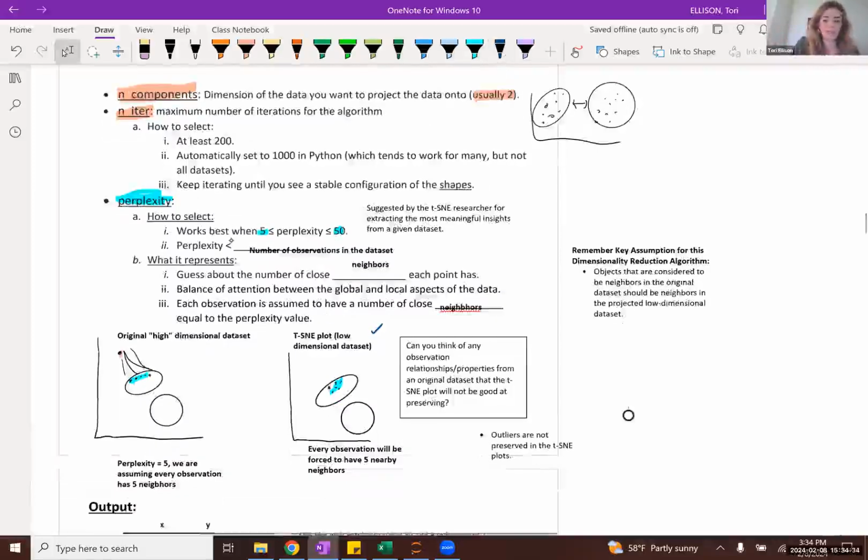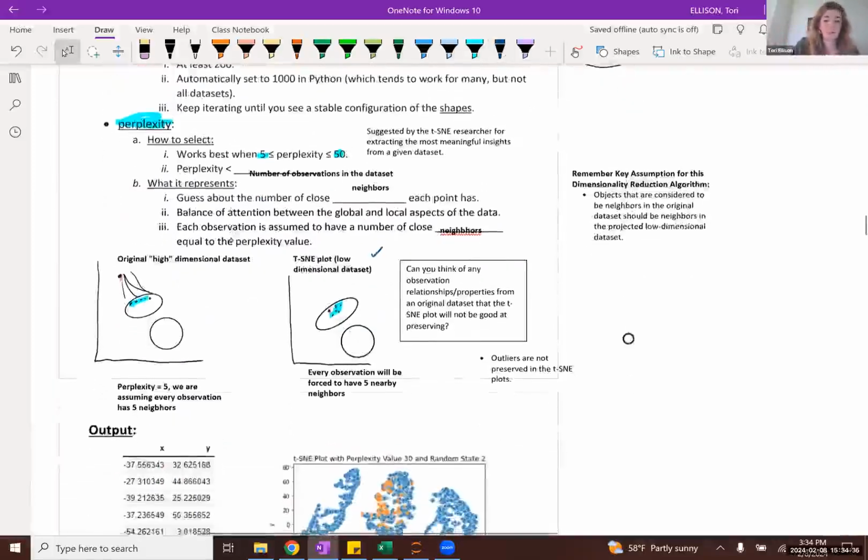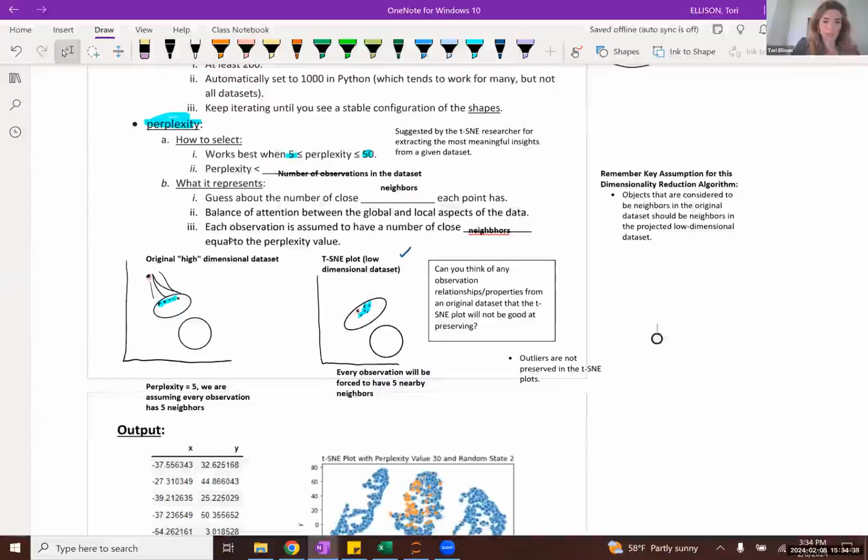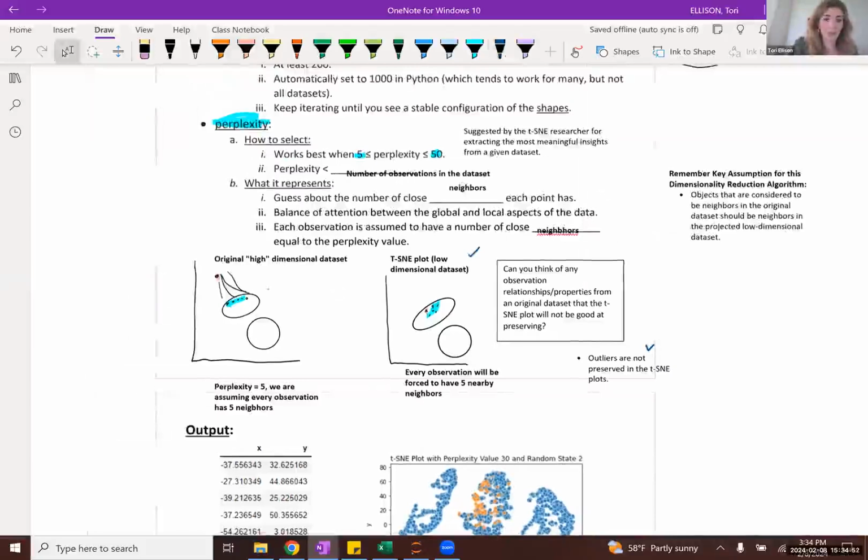We also discussed that there are some aspects of the original data set that the TSNE plot will not faithfully represent. For instance, one of those aspects is the outliers. Basically all outliers, provided you're selecting a perplexity value that is larger than 1, will be forced to be next to their nearest neighbors in the TSNE plot projection.